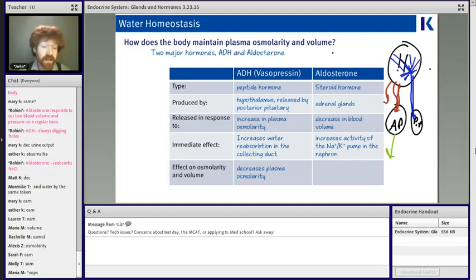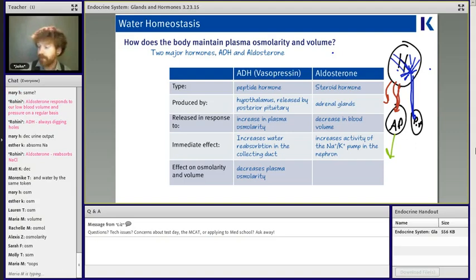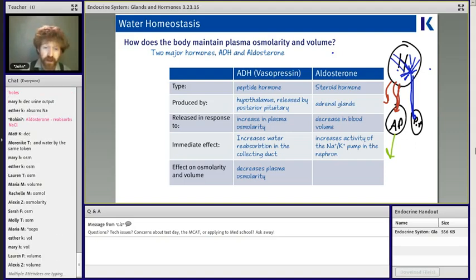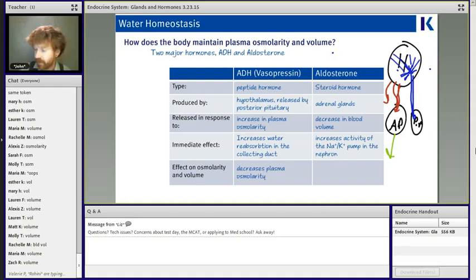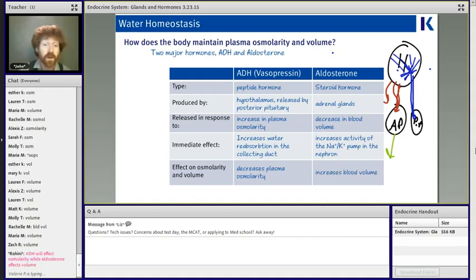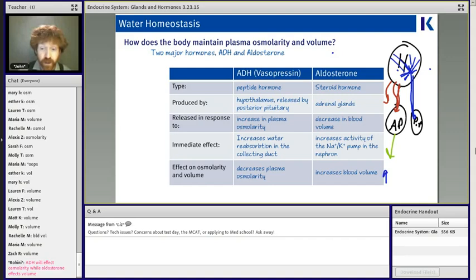Aldosterone's net effect is on what? Osmolarity or volume? And remember, I know that in reality this is a little bit more complicated. We're going big picture for the MCAT. That's more about volume. So it increases blood volume, thus also increases blood pressure. Remember, we can use pressure and volume interchangeably here.